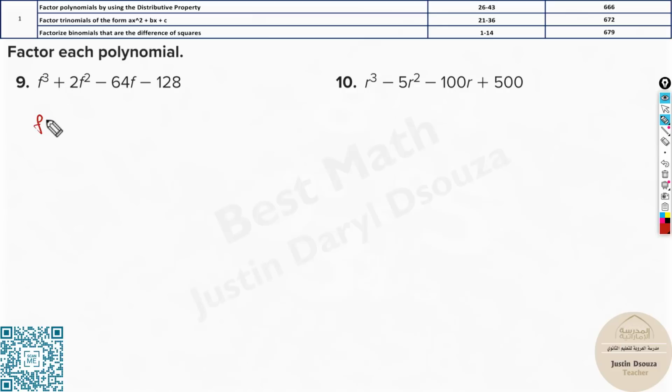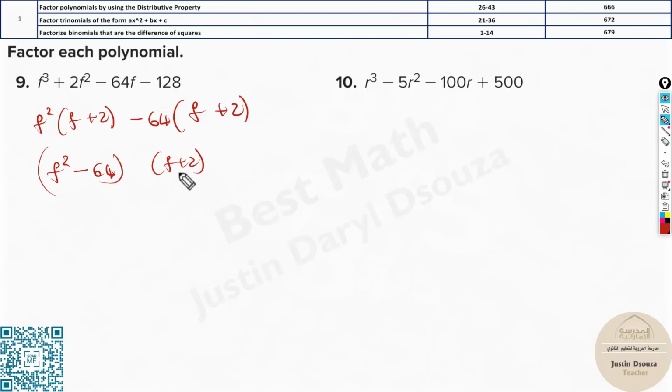Here, what is common? It's only f power 2. So we are remaining with f plus 2, and over here minus, say, 64 2 times. I know that 64 twice is 120 plus 8, so it's 128. I'll just take minus 64 outside, so you'll have f plus 2. Many make a mistake in the sign, so just be very careful with the sign, okay? So f squared minus 64 is one term, and then we have f plus 2.